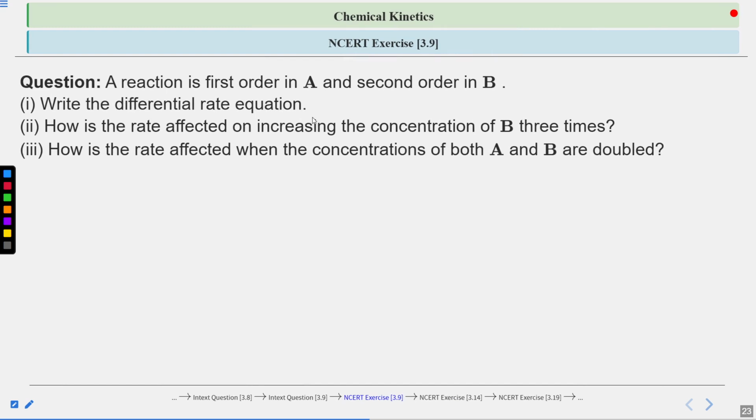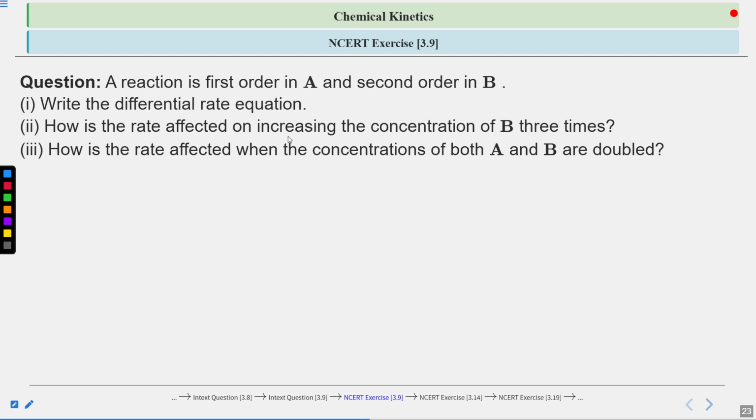So let's see our NCERT exercise question 3.9. The question says that a reaction is first order in A, that is a reactant. A represents a reactant. So the reaction is first order in A and second order in B. A and B are the reactants. First question, write the differential rate equation.